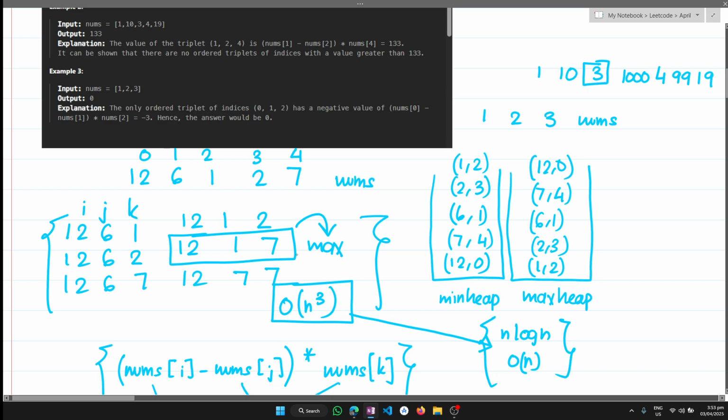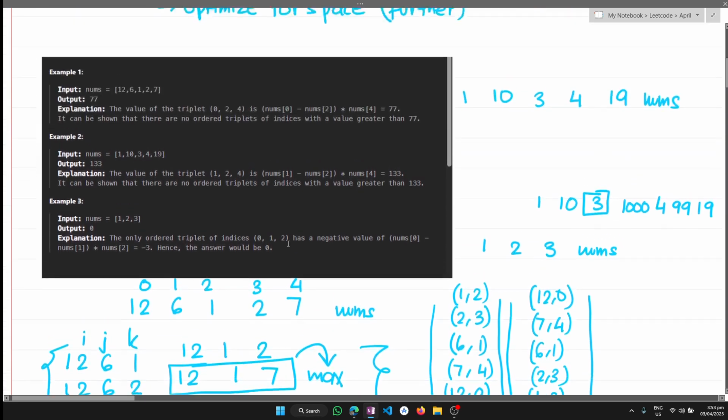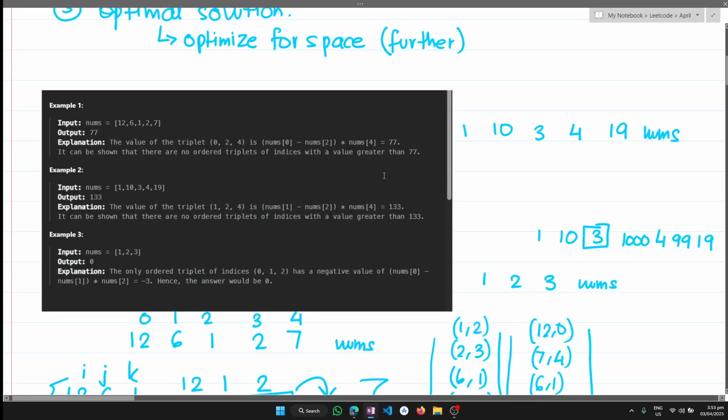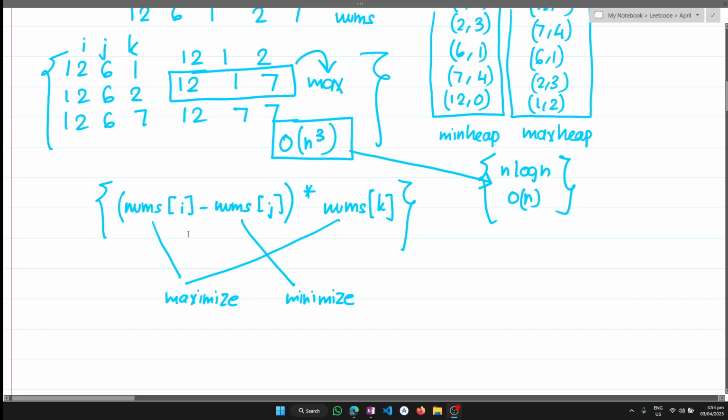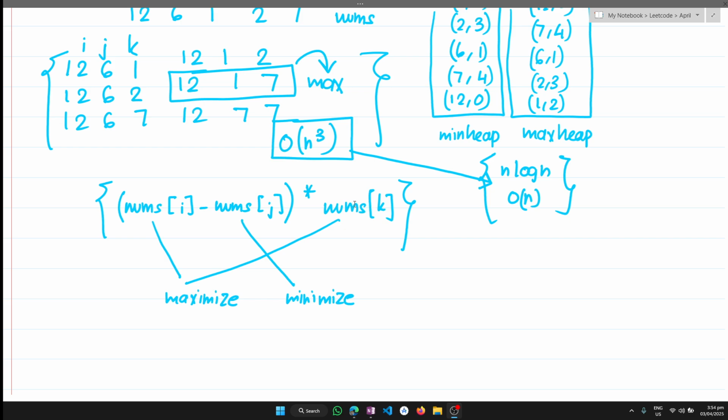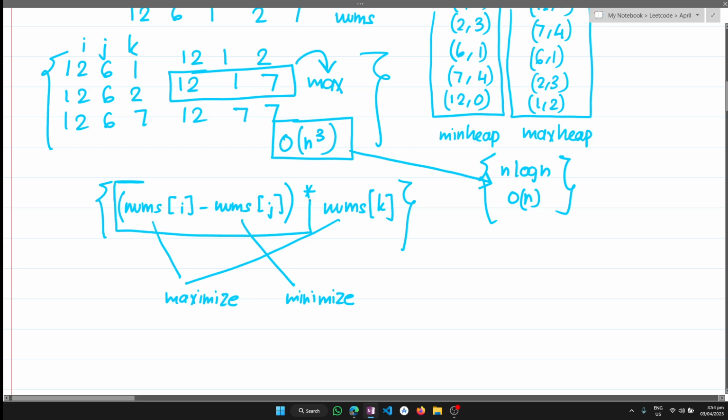The thing is, how do we actually accomplish this? So let's have a very close look at what the problem wants us to do. The problem wants me to find the maximum value over all triplets. So this is basically the structure: (nums[i] - nums[j]) multiplied by nums[k]. So what you would realize is that you need to maximize this portion. In order for this whole expression to be as great as possible, you need to maximize the value of nums[i] - nums[j].